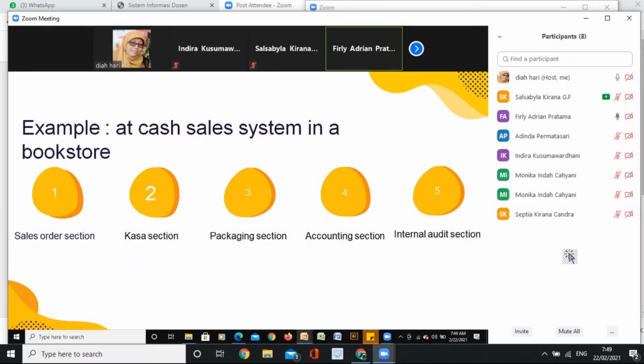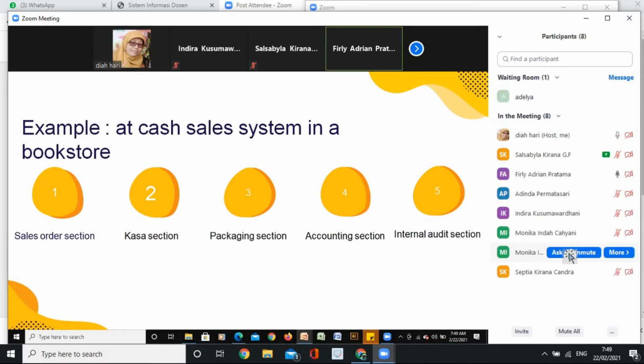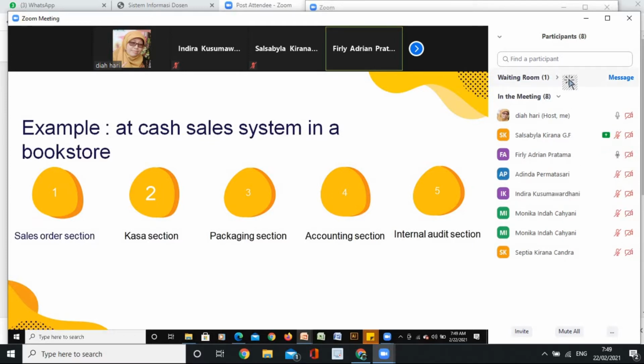For example, there is a unified cash sales system in a bookstore, where it is shown that in the cash sales system in a bookstore there are several procedures. There is a procedure in the sales order section, a procedure in the cashier section, a procedure in the packaging section, a procedure in the accounting section, and a procedure in the internal audit section.